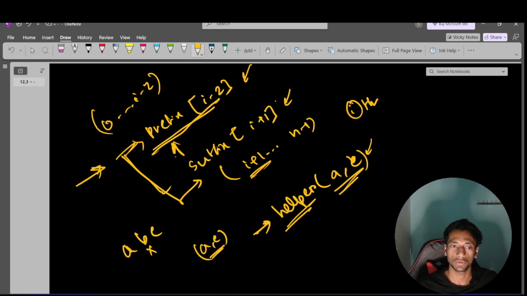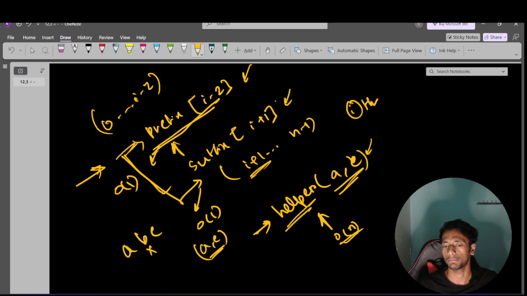So it will take constant time, big O of 1, and this will also take constant time, big O of 1. The helper function to get the longest common prefix substring will take roughly a maximum of big O of n, but this is the worst case, and only for the new pair. Correct.